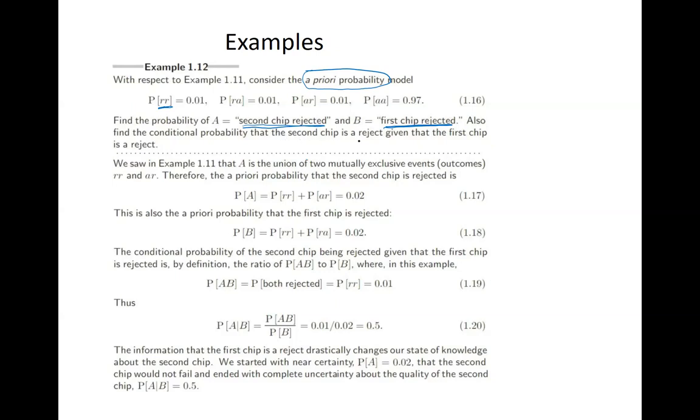The second chip is a reject, so this is A. Given that the first chip is a reject, so this is B. So this simply asks the probability of A given B. Okay. First of all, we have to calculate the probability of A, the second chip is rejected.